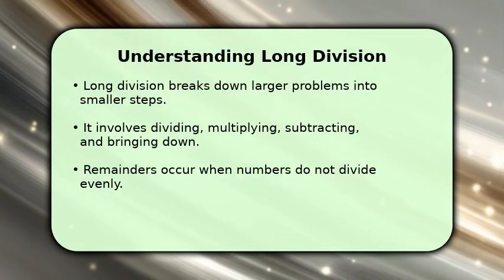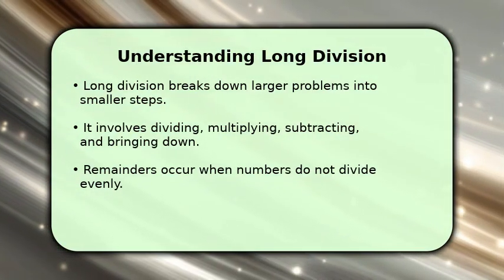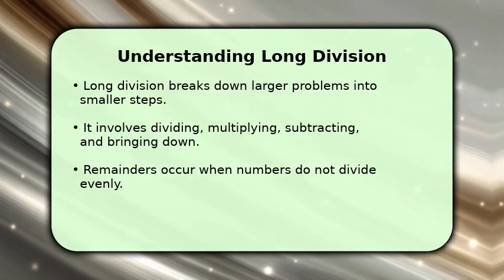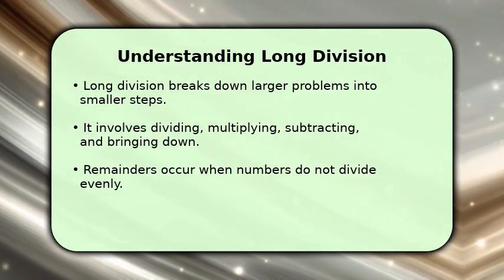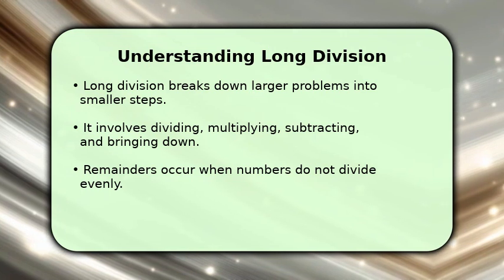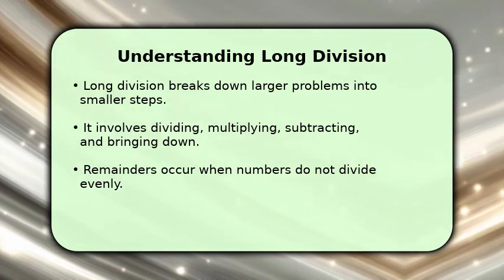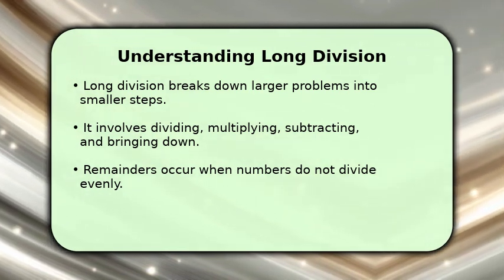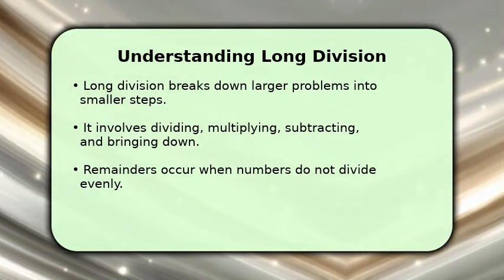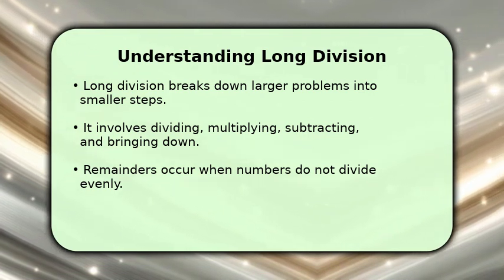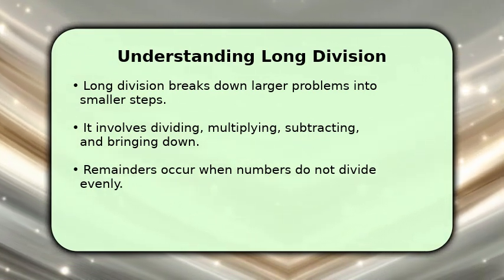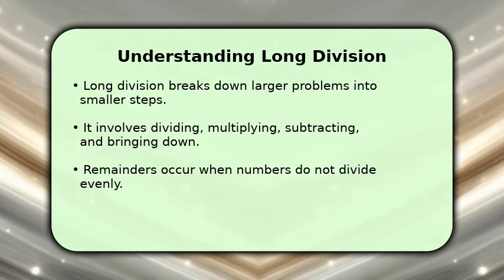For larger numbers, we use a method called long division. This systematic approach breaks down complex problems into manageable steps. You'll repeatedly divide, multiply, subtract, and then bring down the next digit. This process continues until you've worked through all the digits of the dividend, helping you find the exact quotient.